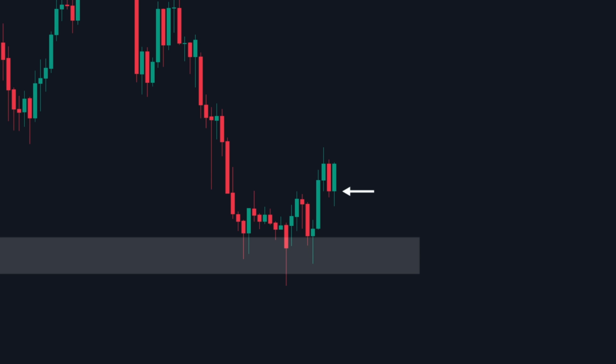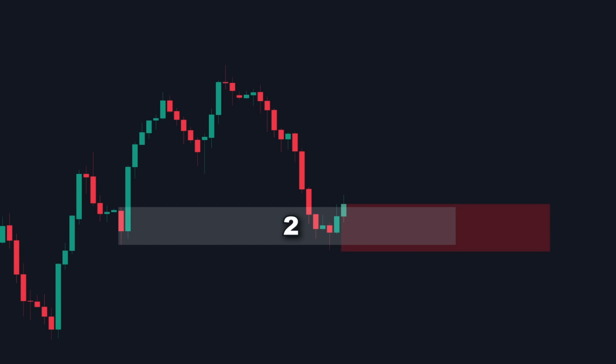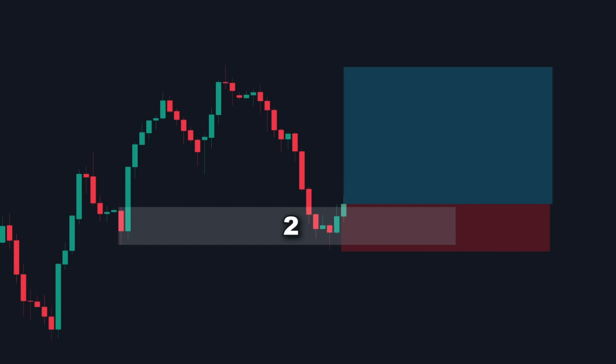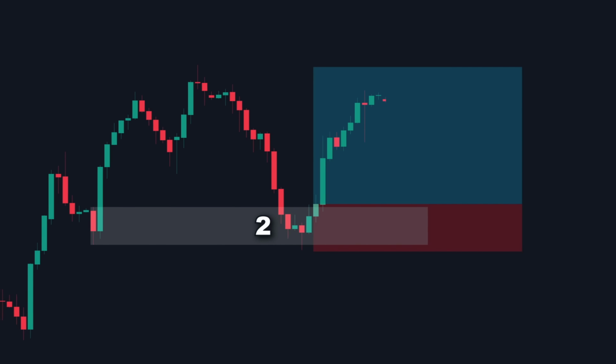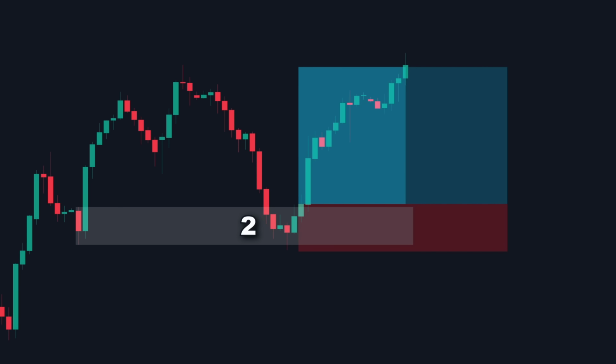First, go back to the higher time frame. Place your stop loss below this low, and place your take profit at the previous high. Here's the trade. We let price play out, and just like that, we got a winning trade.